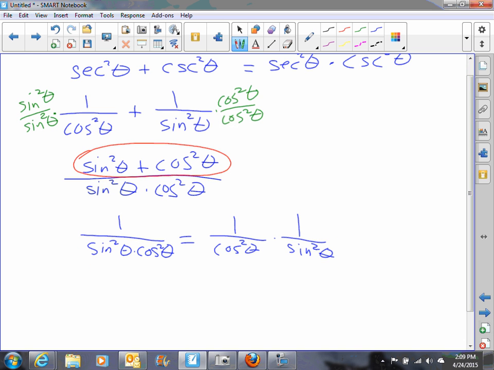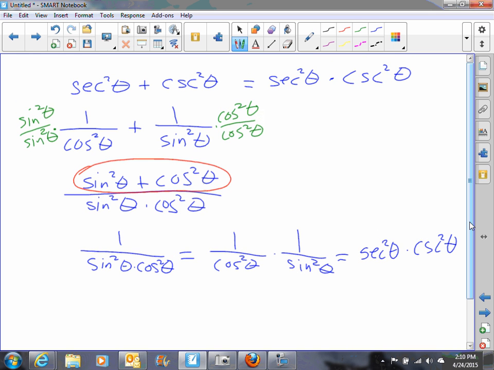But 1 over the cosine squared of theta is the secant squared of theta. And 1 over the sine squared of theta is the cosecant squared of theta. And that's what we wanted to originally show. So we verified that the secant squared of theta plus the cosecant squared of theta is equal to the secant squared of theta times the cosecant squared of theta.